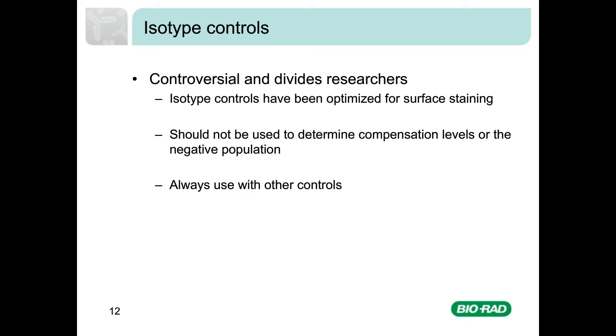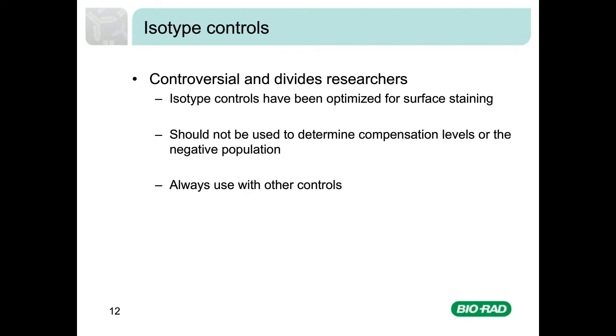Remember, they've been optimized for surface staining, and they may not be the best control for intracellular staining. They should not be used to determine compensation levels or the negative population. They are there to determine the background staining. Finally, they should always be used in conjunction with other controls, which we'll discuss later.